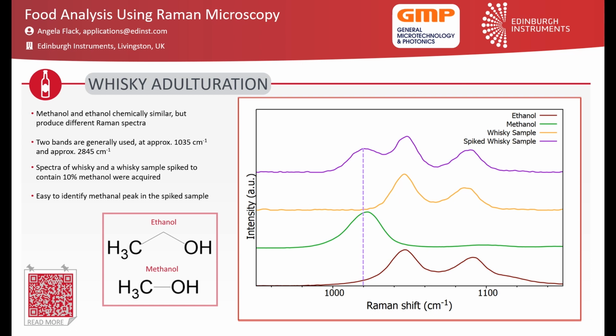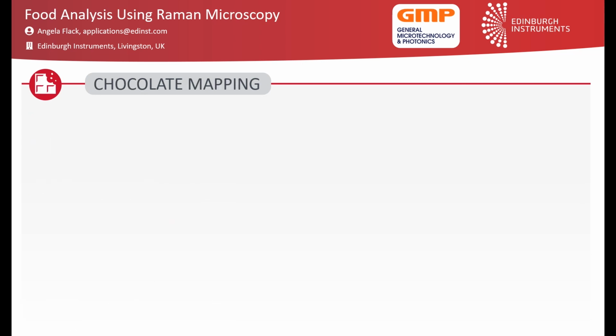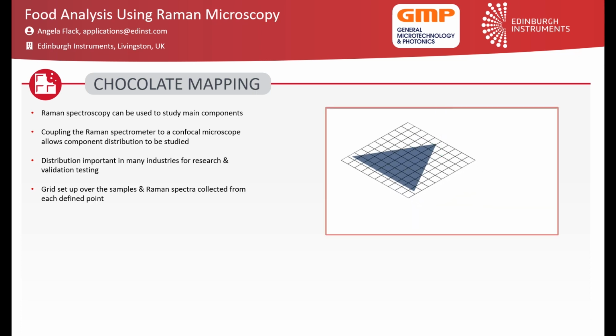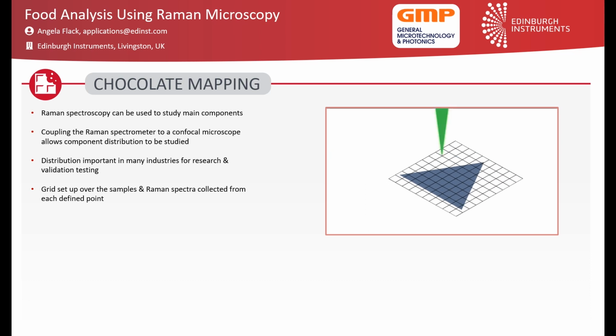The previous 3 examples have highlighted how useful Raman spectroscopy is in the food and drinks industry. However, what else can our Raman instruments offer you? Well, they're coupled to confocal microscopes. Thanks to this coupling, we can now perform Raman mapping.